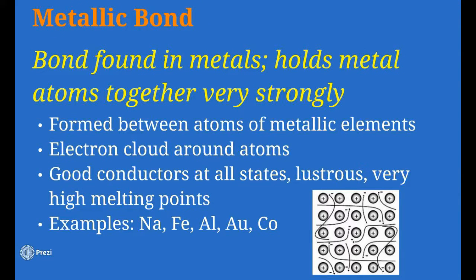Anyway, bonds found in metals hold metals together very strongly. They form between atoms of metallic elements. The electron cloud around the atoms is actually kind of just there, but it's so dispersed equally that the bond is strong. This is one reason why they're great conductors. Notice that we put metal in everything. Examples here are sodium, iron, aluminum, gold, cobalt. You know, take your pick. The majority of the periodic table is metals.